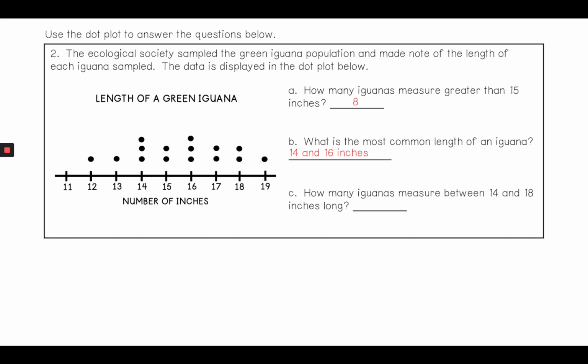And then last but not least, how many iguanas measure between 14 and 18 inches long? So that's again between 14 and 18. So I'm going to count up those spaces between them, and that would give me 7 total. So if you have a tough time knowing how to count that again, you don't count 14 or 18 because it's between them. So we would count 2 plus 3 is 5 plus 2 is 7.